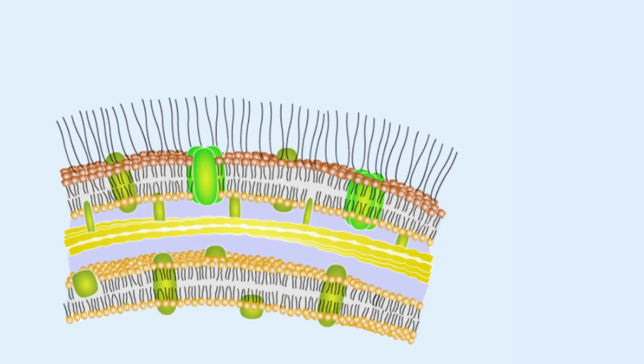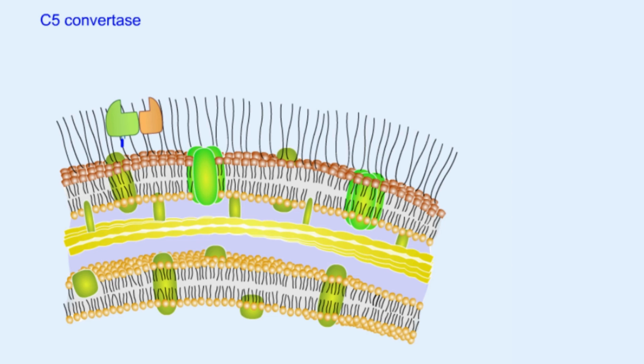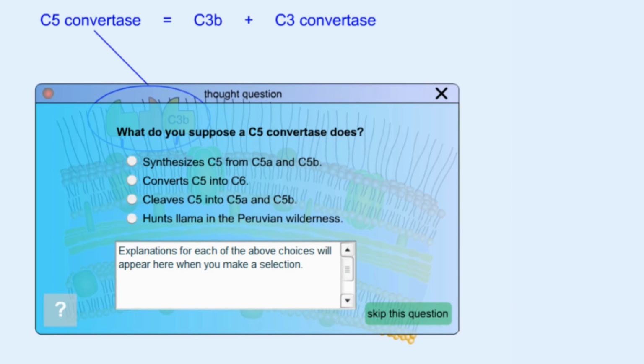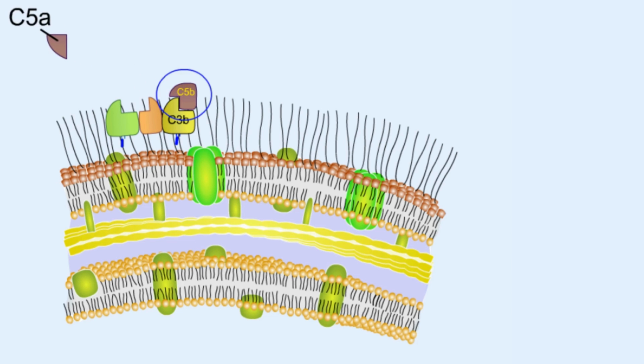Let's look at how exactly it does the whole process. Here it comes. This is C5 convertase, made of C3b, C2a and C4b. C5 convertase cleaves C5 into C5a and C5b. Let's look at that. C5 comes into the place. It's cleaved into C5a, which is diffused, and C5b.